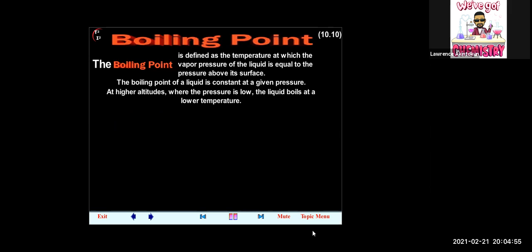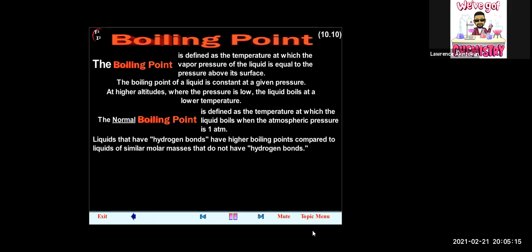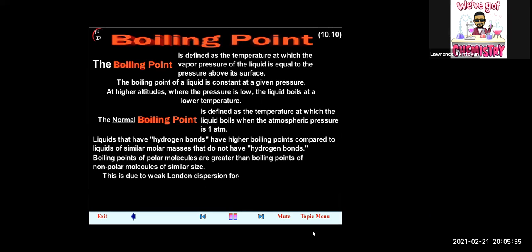At higher altitudes, where the pressure is low, the liquid boils at a lower temperature. The normal boiling point is defined as the temperature at which the liquid boils when the atmospheric pressure is 1 atmosphere. Liquids that have hydrogen bonds have higher boiling points compared to liquids of similar molar masses that do not have hydrogen bonds. Boiling points of polar molecules are greater than boiling points of nonpolar molecules of similar size. This is due to weak London dispersion forces in nonpolar molecules.